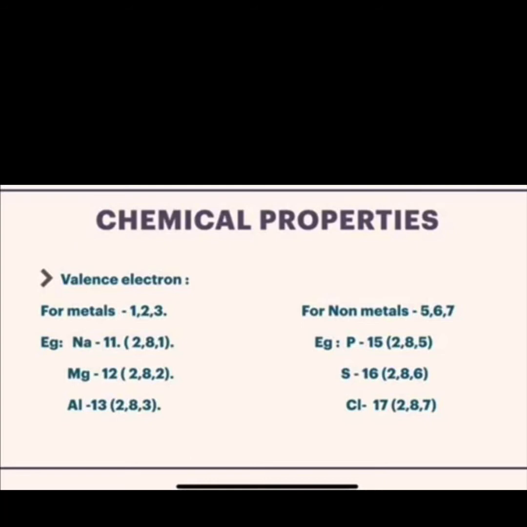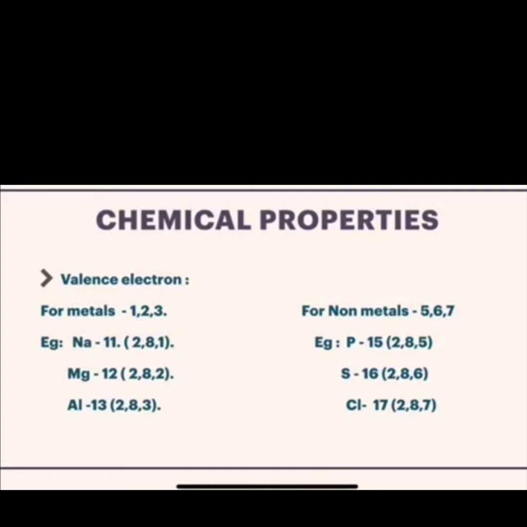Here in the case of magnesium. What is the atomic number? 12. Right? Yes. What is the electronic configuration? 2, 8, 2. How many electrons are present in the valence shell? 2 electrons. Okay. Next is aluminium.